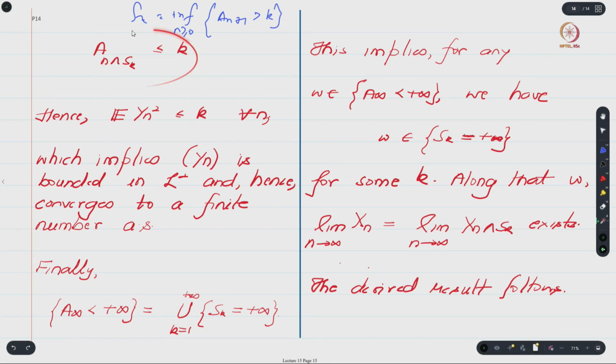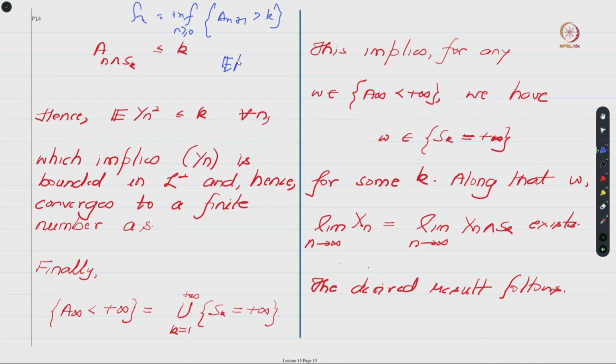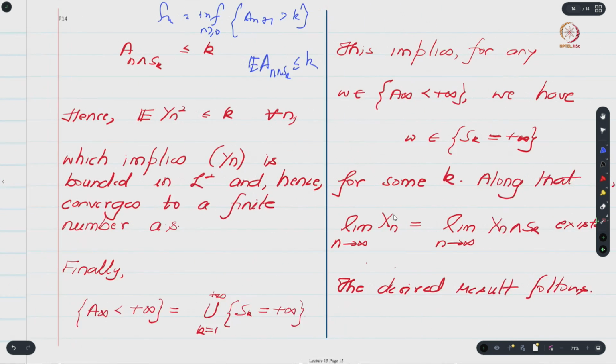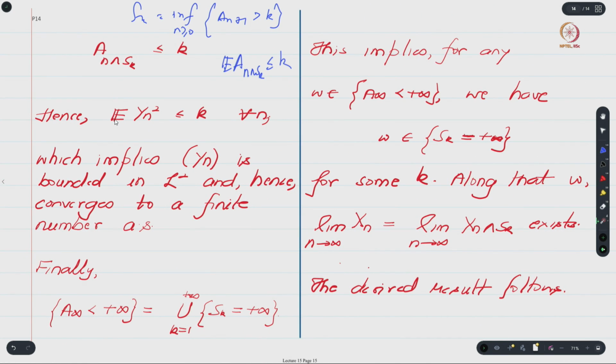Once we know that this is less than or equal to k for every n, one can conclude that the expected value of A_{n min S_k} will also be less than or equal to k. Since in the previous slide we showed that this expectation equals this expectation, one can conclude that the expected value of Y_n squared is less than or equal to k for all n. The left-hand side varies with n, and on the right-hand side you have no n, and hence one can conclude that the Y_n process is bounded in L2.